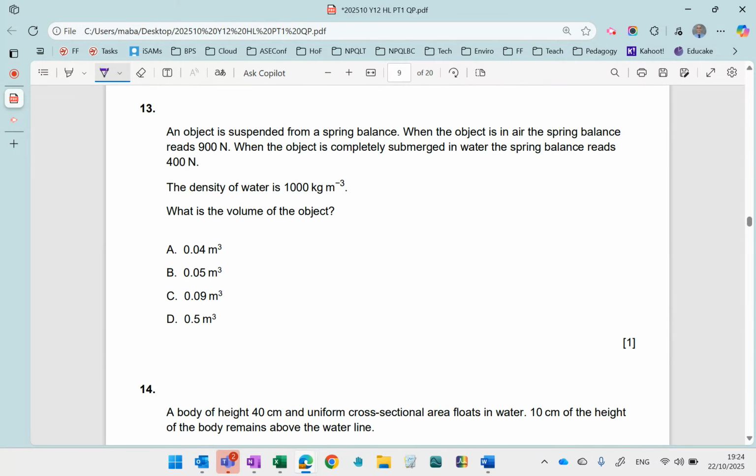Right, object suspended from a spring balance, when the object's in air, spring balance, completely submerged in water, the density of water, and so on. Okay, so let's draw out what's going on. When it's in air, we know that it's got a weight of 900 newtons. In air, the spring balance would read 900 newtons, but now that we put it in water, it only reads 400 newtons.